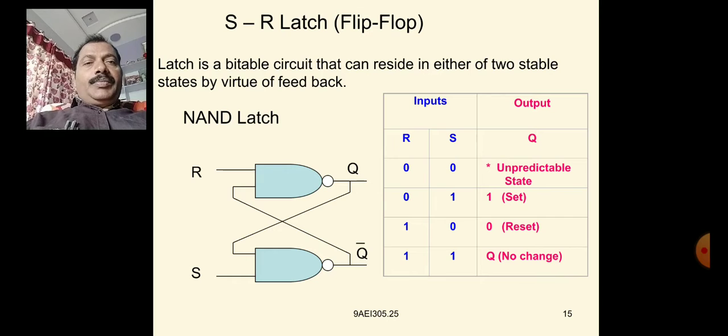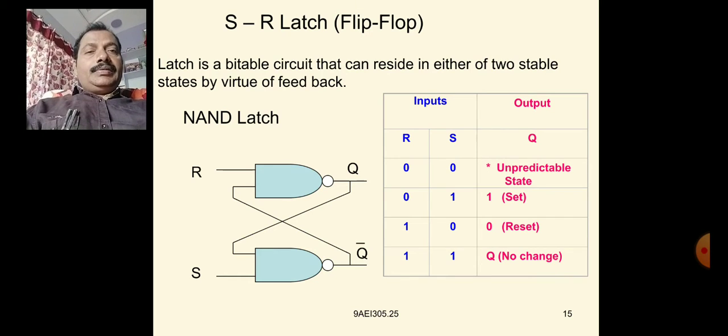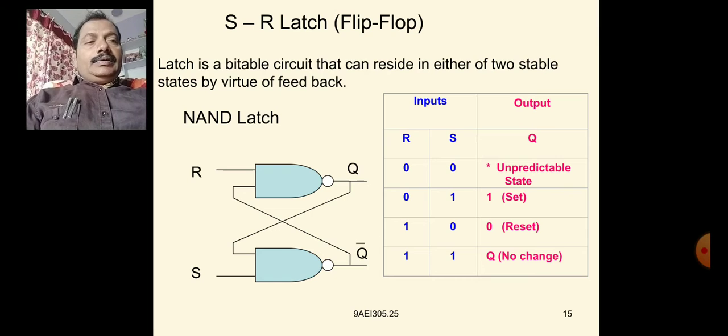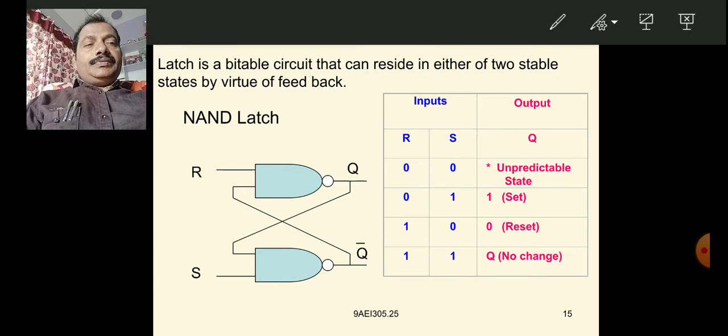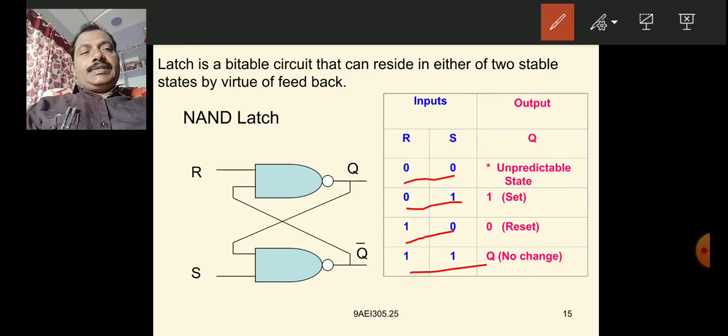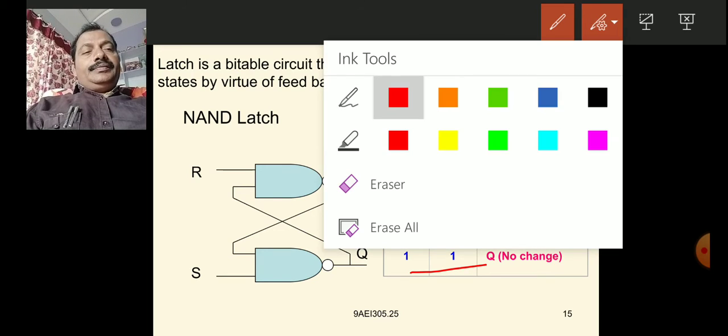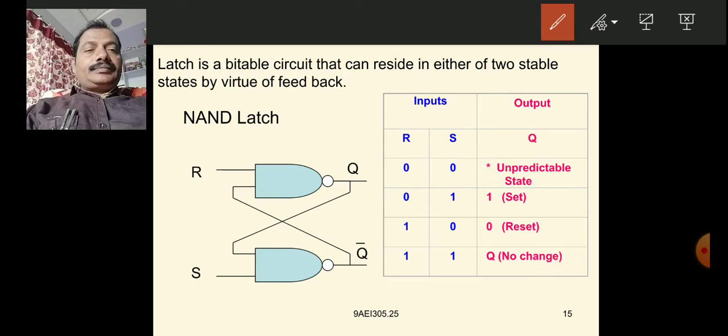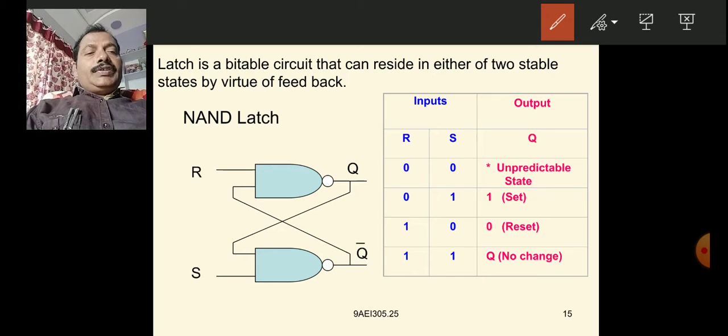This is the truth table of the NAND latch. Let us briefly analyze it. There are four combinations: 0 0, 0 1, 1 0, 1 1. Let us take each combination and study it. Let us consider the first combination, 0 0.